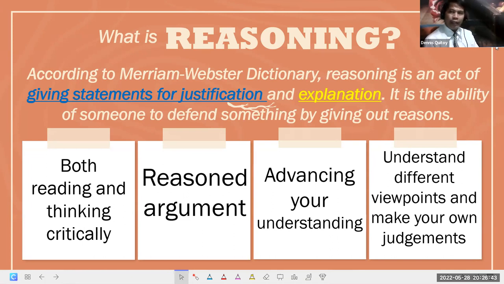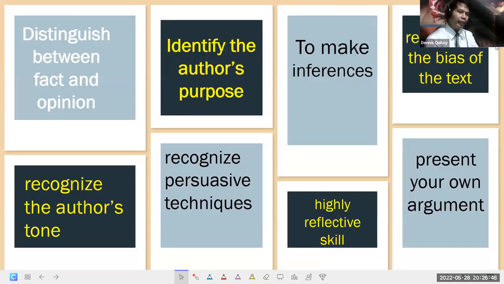Okay. These are ways on how to identify reasoning. First, distinguish between fact and opinion. When you give reason, you need to understand if it is fact or if it is opinion. So you better separate the meaning of the fact and then the meaning of the opinion. So that is how you identify. Next is identify the author's purpose. So when you give reason, you need to understand what is the purpose of the author.